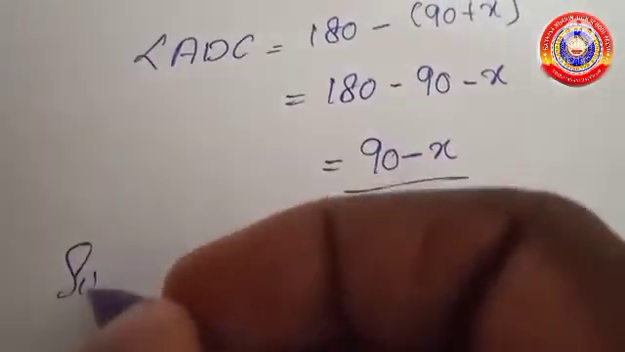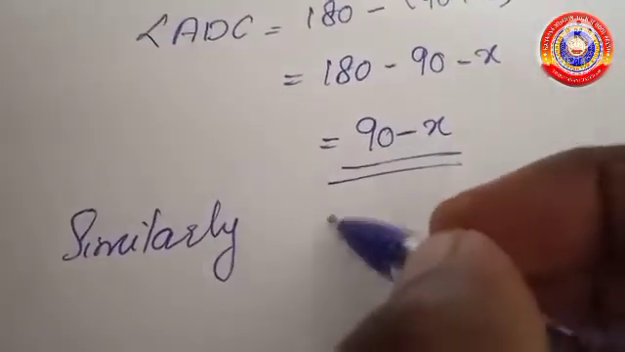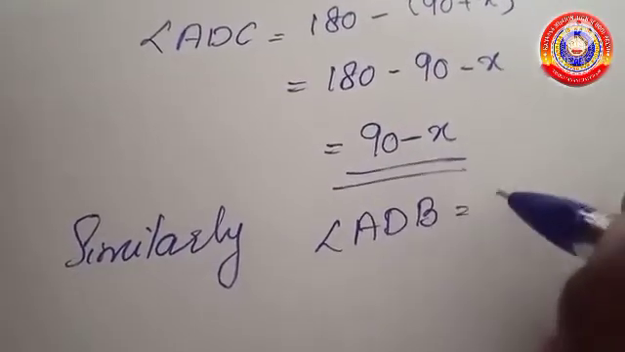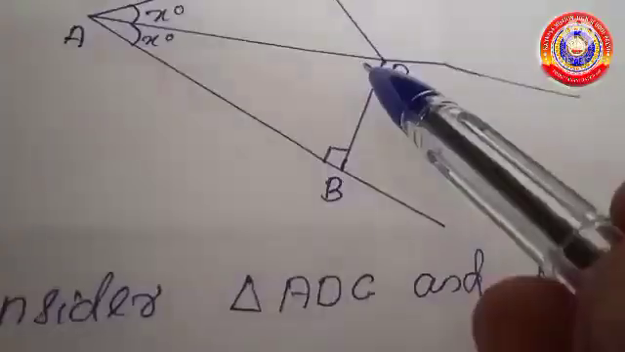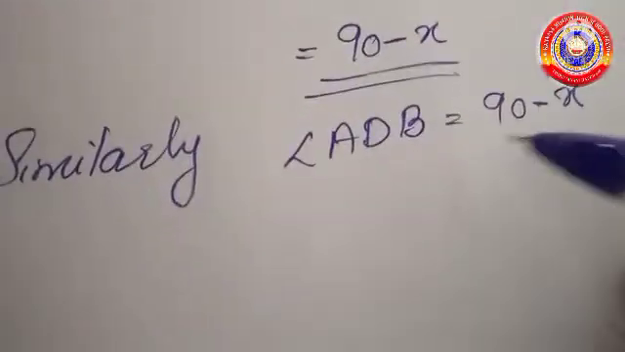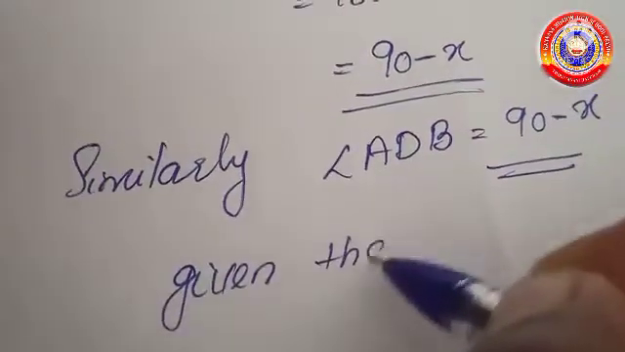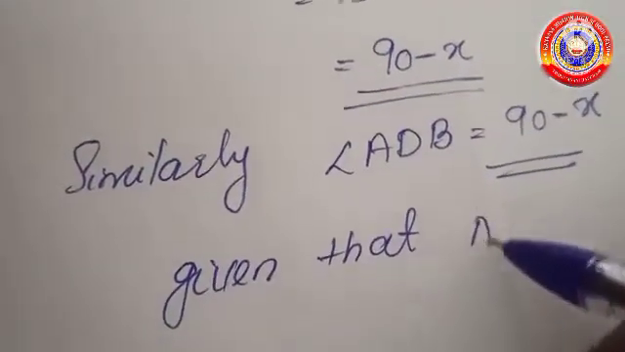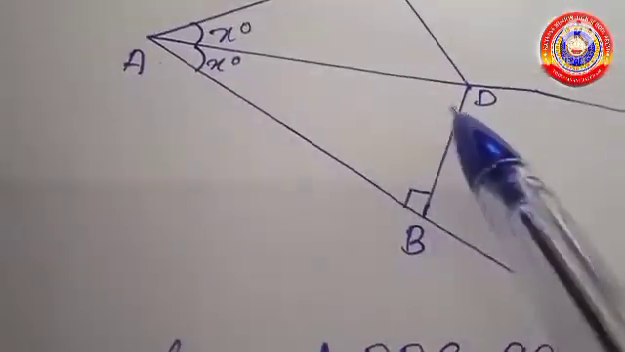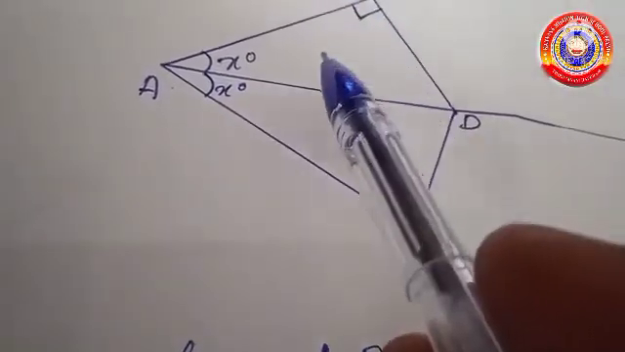Similarly, we can write angle ADB equals 90 minus x. In triangle ADB, angle D equals 90 minus x. Next, given that AD equals AD. Here, AD is the common side for both triangles.